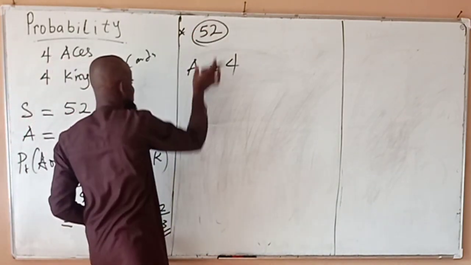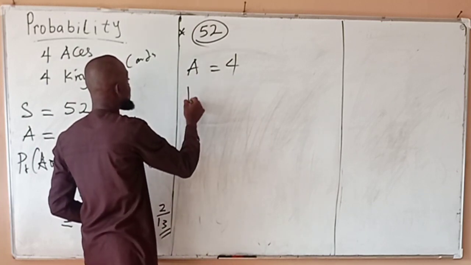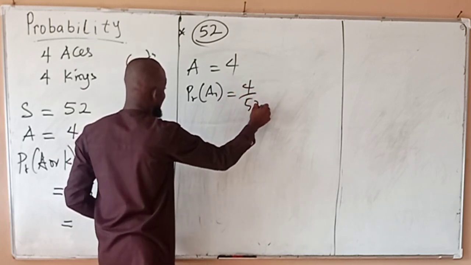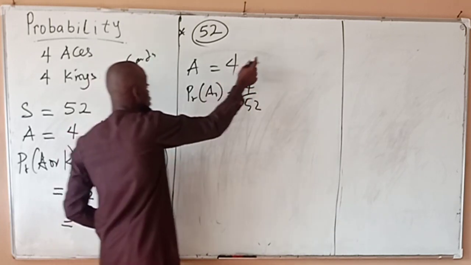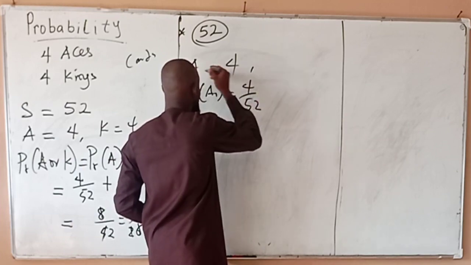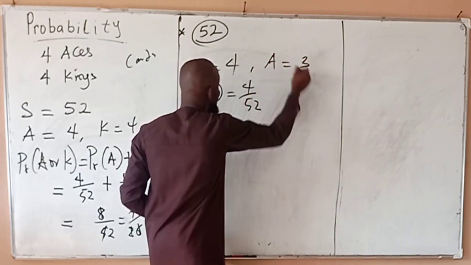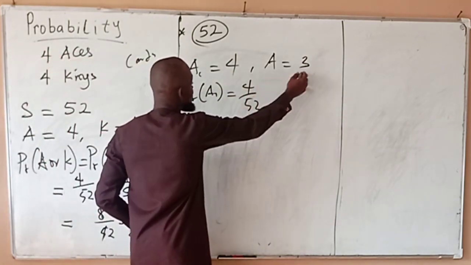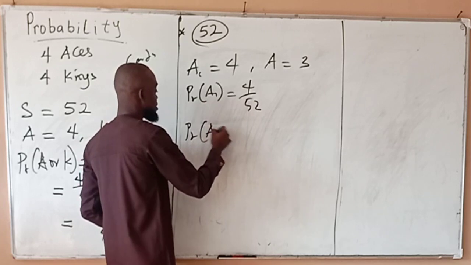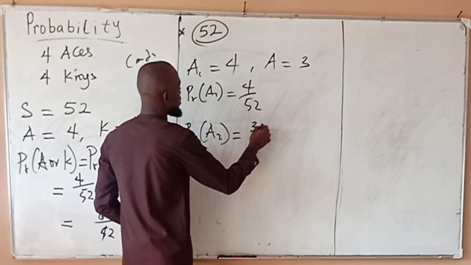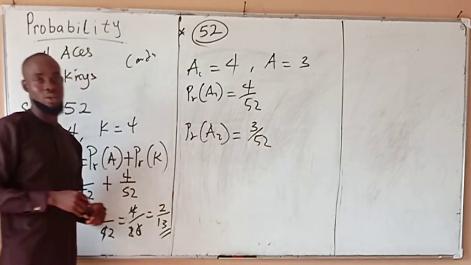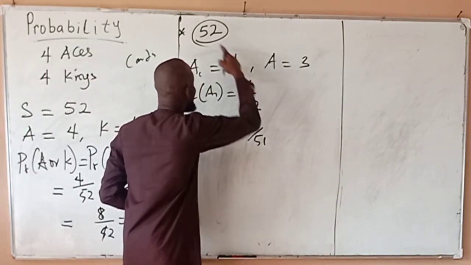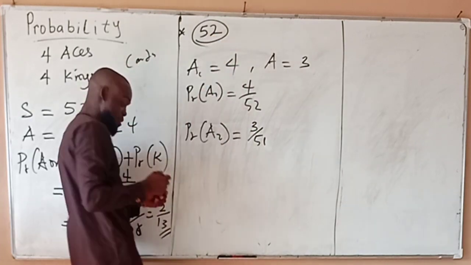If you draw an ace, the probability of drawing the first ace is the number of aces over the total. Now if you don't replace it, the second one will be, we have just 3 aces left because we have already removed 1. The probability of drawing the second ace is not 3 over 52, it's 3 over 51, because 1 card has left, so it will be 51. We don't replace it back.